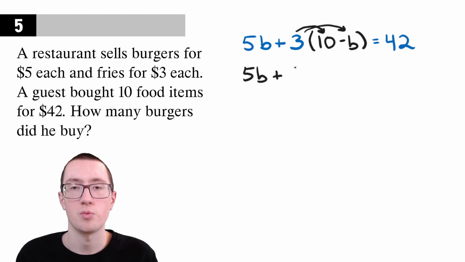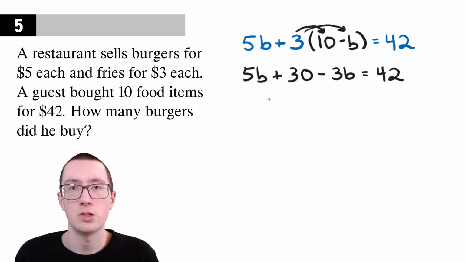So 3 times 10, well, that's 30. And then 3 times b, but this minus sign actually has to stay. So this is going to be 3 times minus b. You can't multiply a number and a letter, so it's just going to stay as 3b. And we do have a minus sign here, so the minus sign has to stay. And then this is equal to 42.